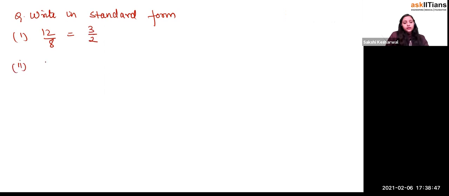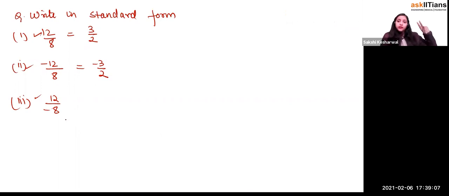Now if it says minus 12 by 8, write this in the standard form. Yes, you will write this as minus 3 by 2. Now if I write this as 12 upon minus 8, this is a positive rational number, this is a negative rational number, and this is again a negative rational number.